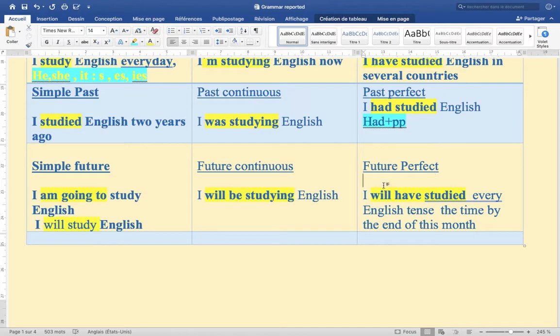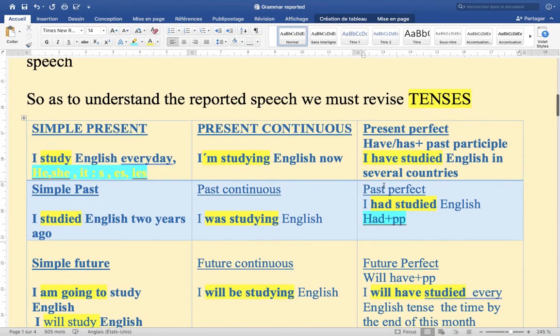We already covered future perfect last time, in the last video. We have in the rule perfect: we'll have plus the past participle of the verb. So this is the general idea about tenses. Try to revise tenses so as not to find the problem.